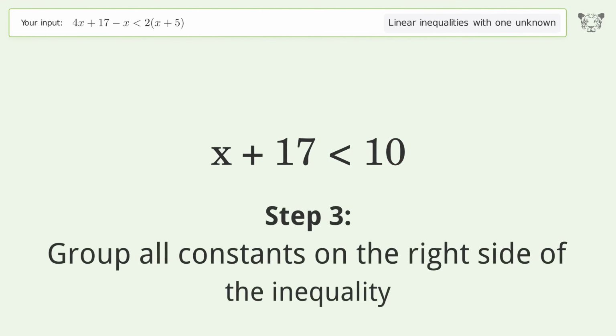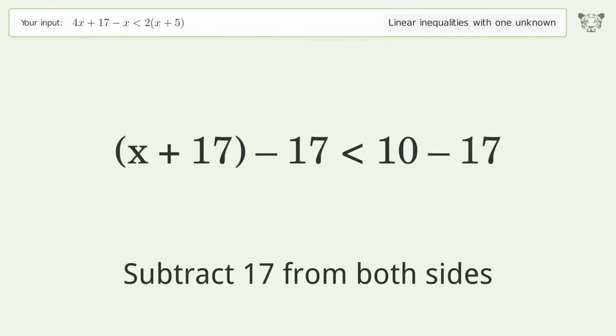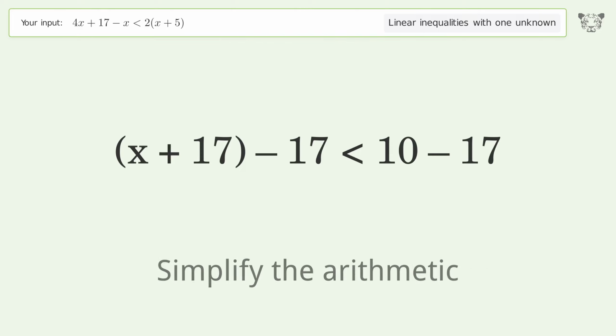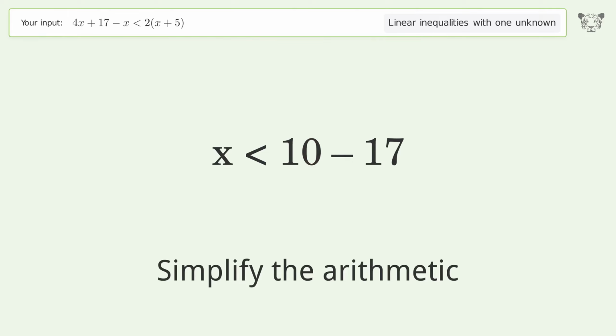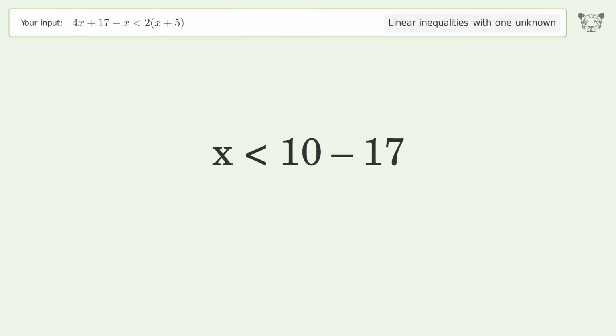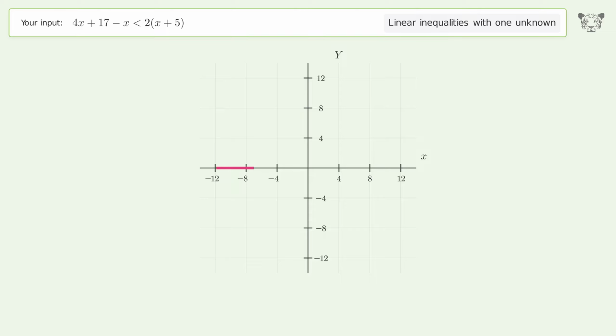Group all constants on the right side of the inequality. Subtract 17 from both sides. Simplify the arithmetic. Plot the solution on a coordinate grid. And so the final result is x smaller than -7.